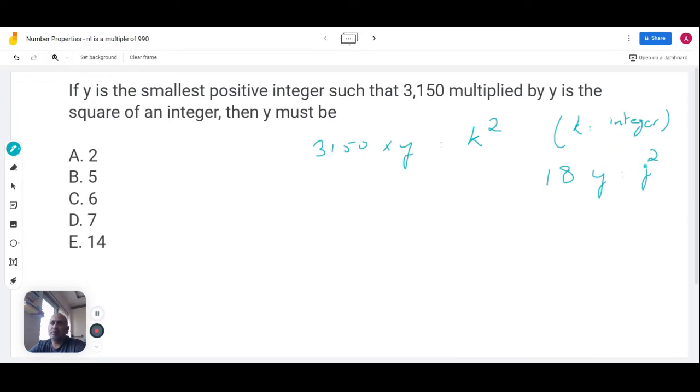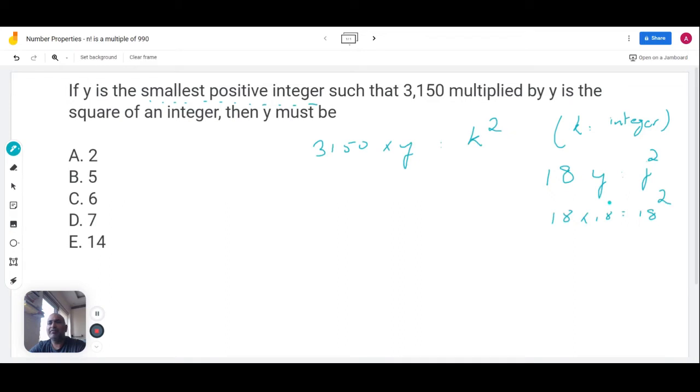18 times y equals j square. Well, 18 times 18 is a perfect square. So can't y be 18? Well, there's one reason why y can't be 18. The reason is that we're looking for the smallest positive integer that satisfies the given condition. Now the question becomes, is 18 the smallest such number that when multiplied by 18 gives us a perfect square? No, 18 is not the smallest such number.